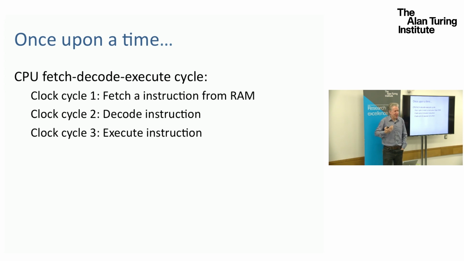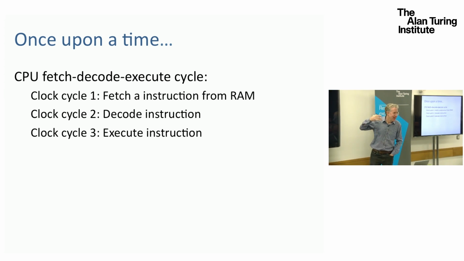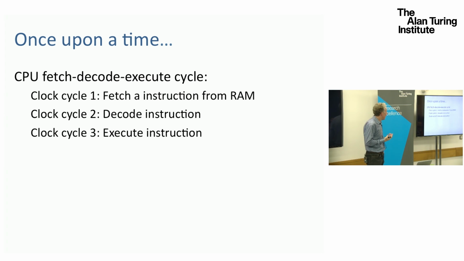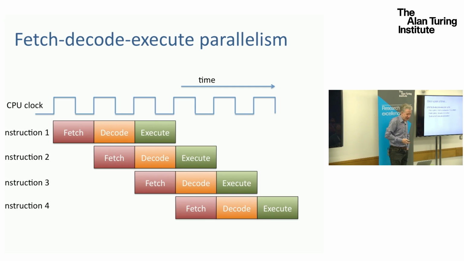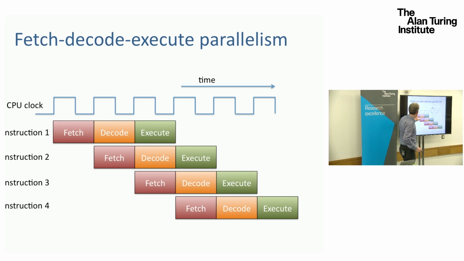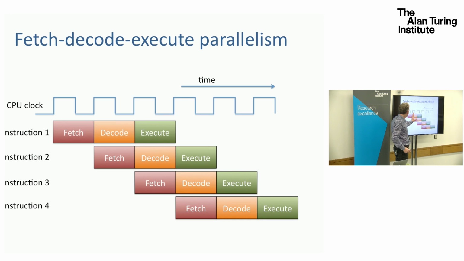Once upon a time, many years ago, a CPU would, on the first clock cycle, fetch an instruction from memory. On the second clock cycle, it would decode the instruction. On the third clock cycle, it would actually execute it. So this looks something like this. Every time your clock ticks, one instruction is being fetched from memory. The next one will fetch, and the next one will fetch, and so forth.